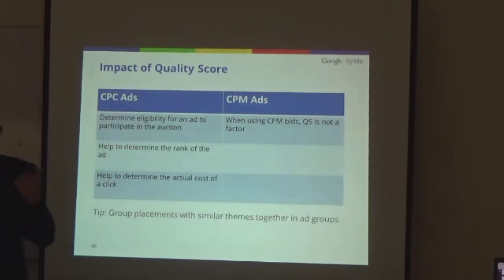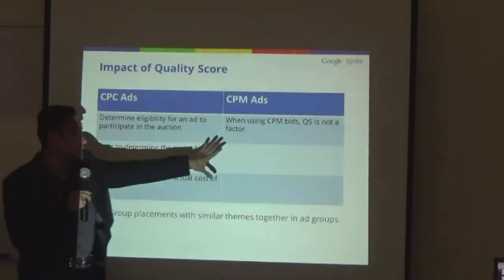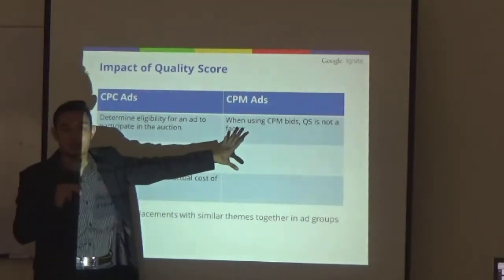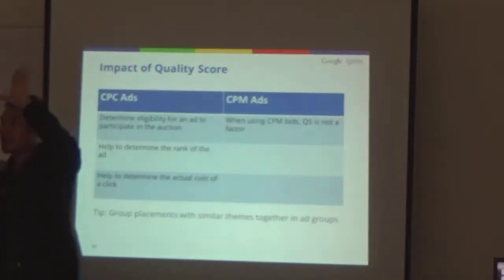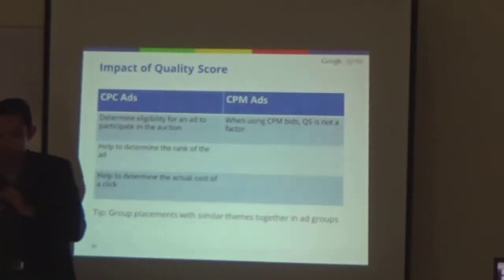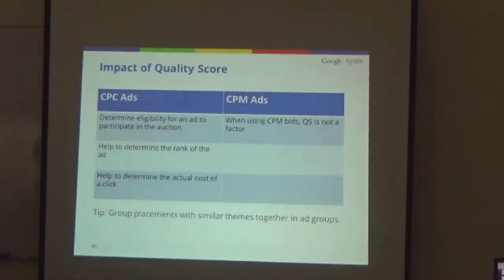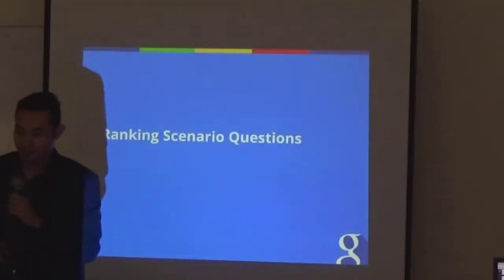Right? So as you can see, CPC ads have another one that helps to determine the ad rank and determine the actual CPC. So you are familiar with the left-hand side, the quality score, how it influences the CPC. But for CPM, take note that quality score is relatively in respect to the relevancy of the ads to the landing page. To the landing page. And one of the tips here is that you can group placements with similar themes together in the similar ad groups here, as what we have discussed.